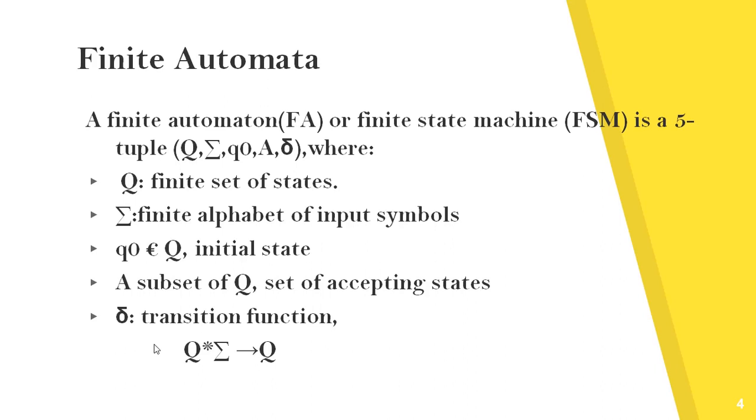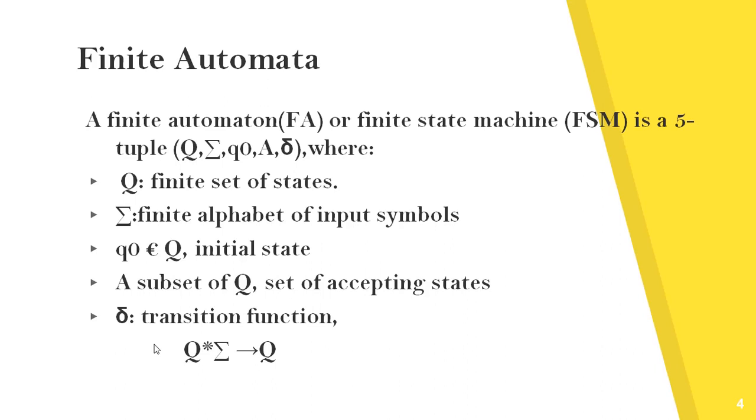It depends on the inputs. So the input part is a set of states as well as a set of alphabets, and the output part of our transition function is a set of states. So I hope you understood what finite automata is, the basic part, or the definition part of our finite automata.